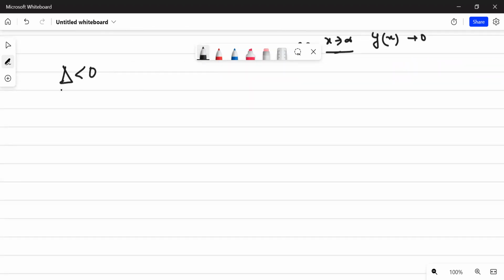Last option, if del is less than 0. If del is less than 0, a square minus 4b would be less than 0. You can write a square minus 4b as, let's say, minus beta square. Like anything, do you understand? So write this as minus beta square. a square minus 4b, you write it as minus beta square. Or let me just do it in general.